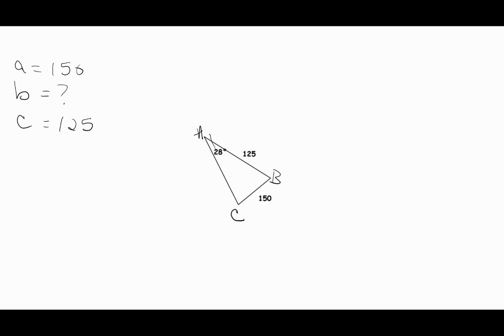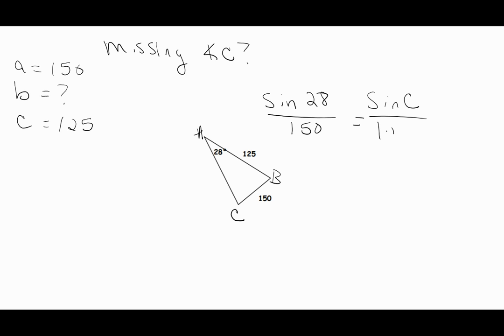I was going to move it, but it doesn't really matter. We're going to look for, let's say, the missing angle C. So what is the missing value, the angle of angle C? We do know the angle measure for A. So the sine of 28 over 150 is equal to the sine of angle C over 125.